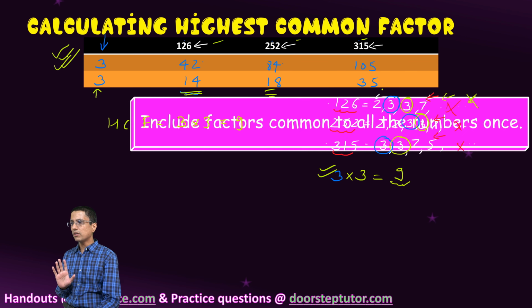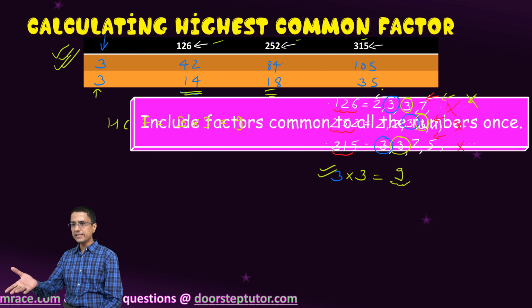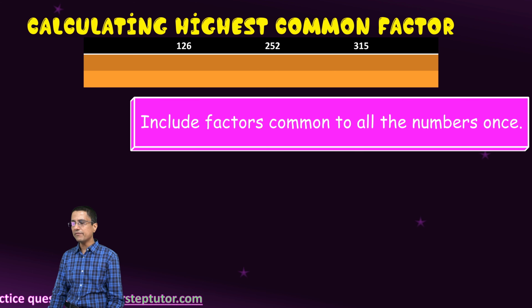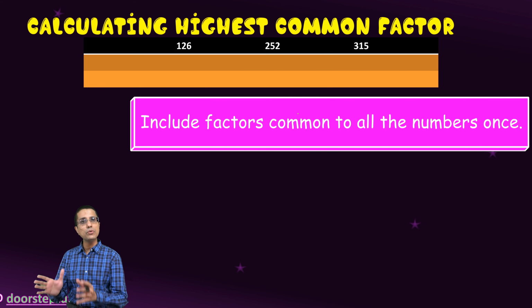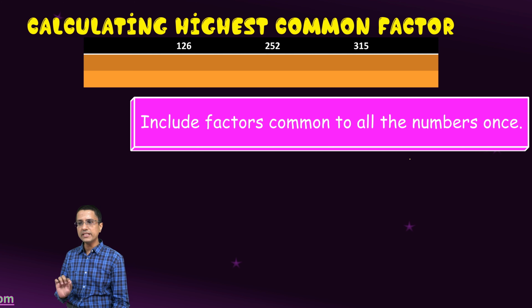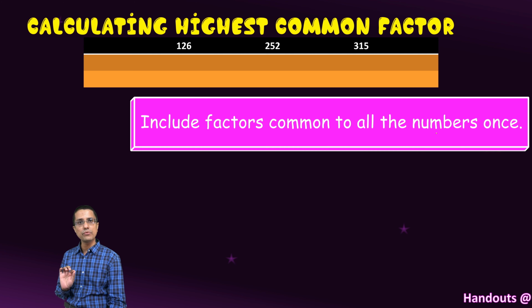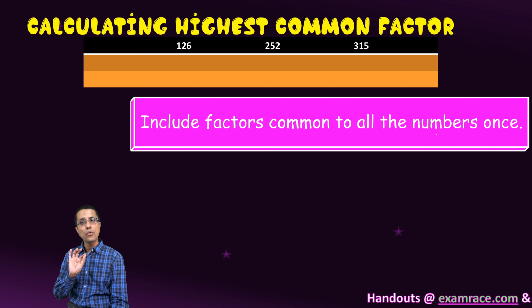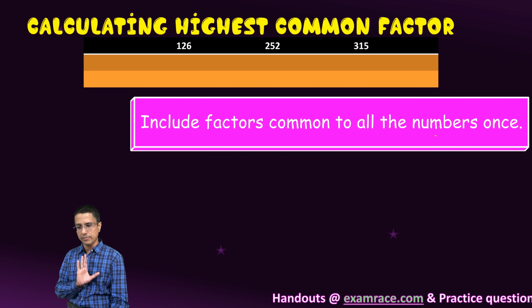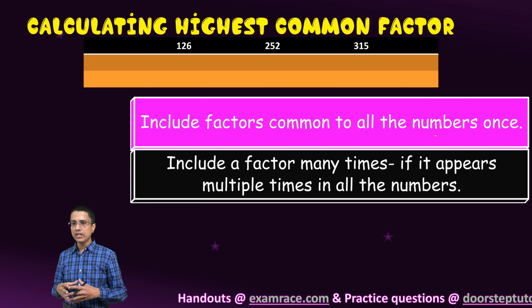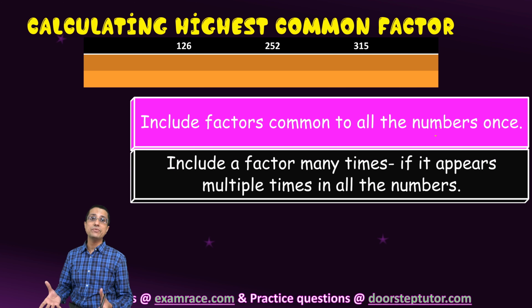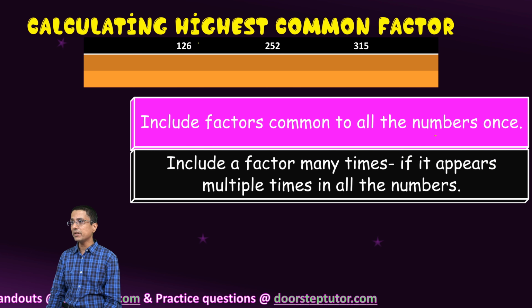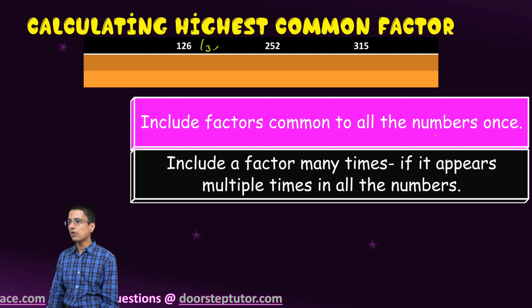Now let's move on. Okay, so this is the summary of what we have done. We have included factors common to all the numbers. Okay, so that is important. We have to include a factor only if it is common to all the numbers. Okay, and then we include it as many times as it appears common, right? So for example, in this, 3 into 3 was common.